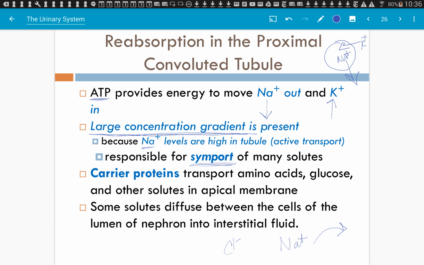Okay. There are other proteins that help transport molecules in or out. You call those carrier proteins. So in transporting important things like amino acids, the building blocks of our protein, glucose, our energy source, and other important solutes across the apical membrane, things that we actually want to keep, okay? Not secrete into our urine. We want to reabsorb those things. Okay.